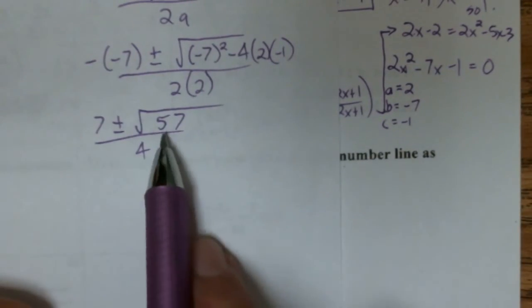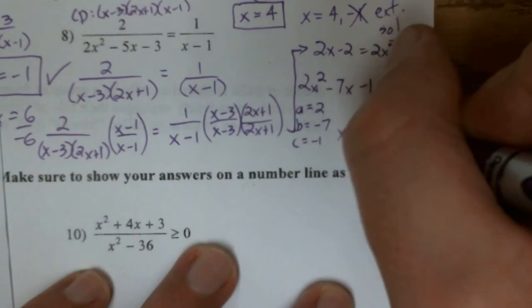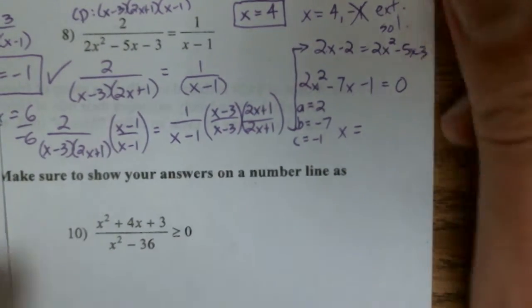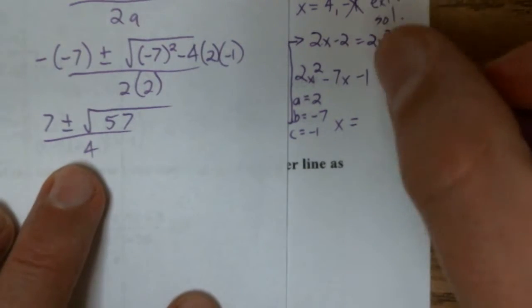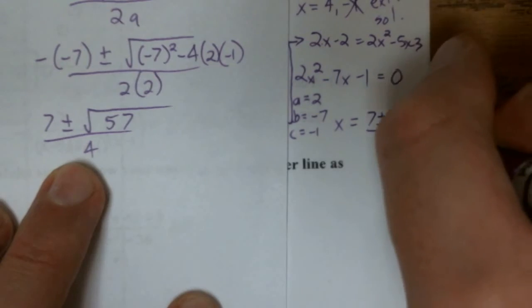Can't do anything with that. I can't break down the square root of 57, so that is my answer. X is equal to 7 plus or minus the square root of 57 all over 4.